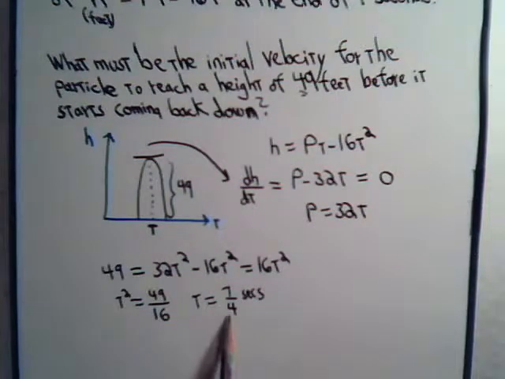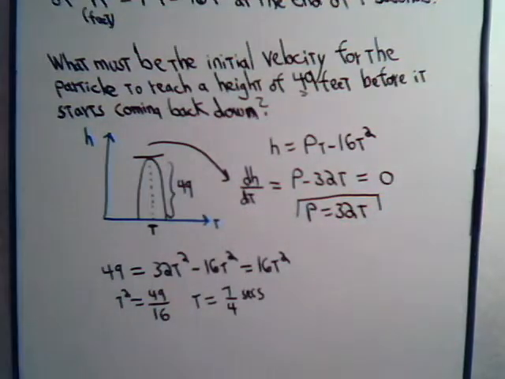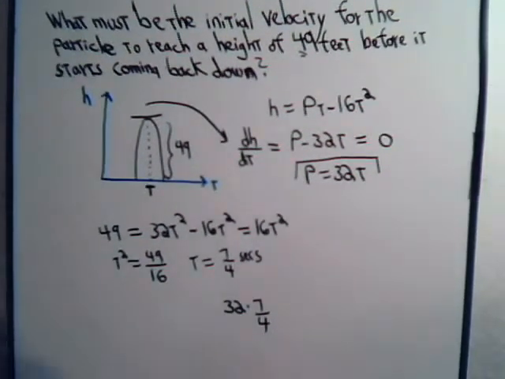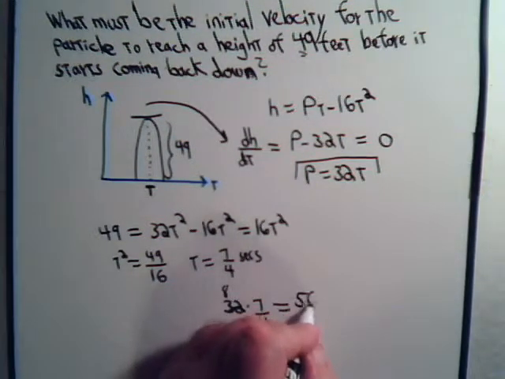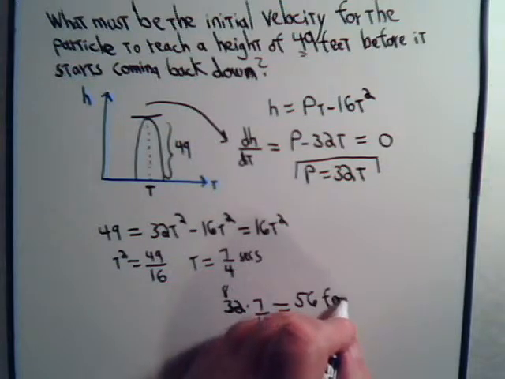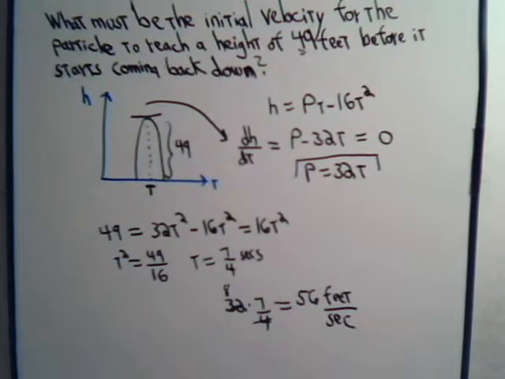And then once we know this, we can go right back to here and determine what our initial velocity has to be. That's going to be 32 times 7 over 4, so that will equal 56 feet per second. And that's it. That's the end of the problem.